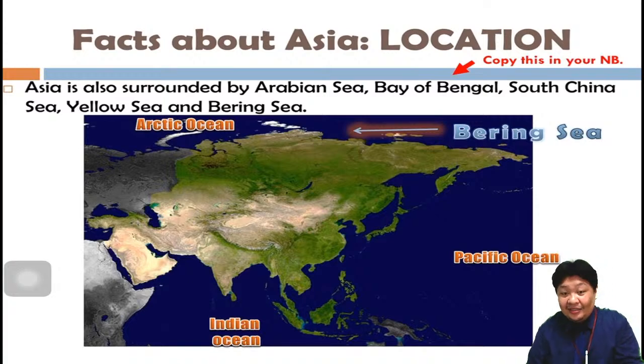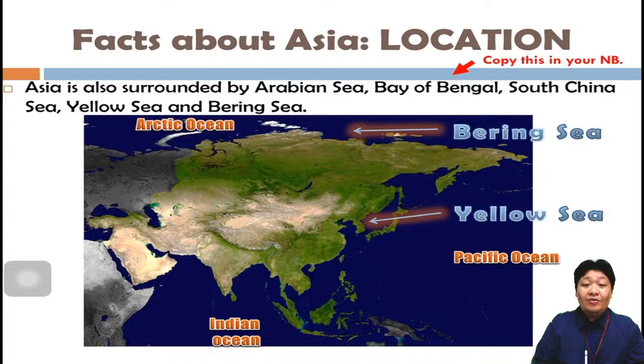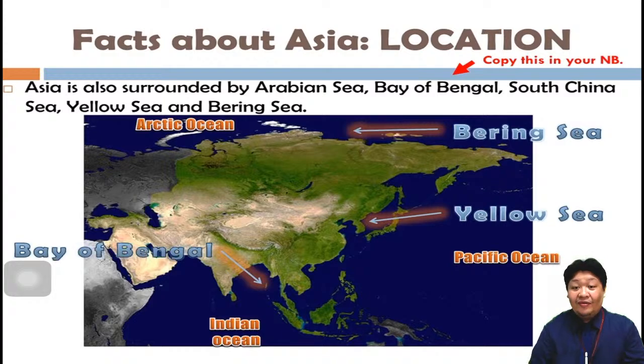Next, followed by this one, the Yellow Sea. Yellow Sea in the east. And in the south, you can find the Bay of Bengal. You can find the Bay of Bengal in the Indian Ocean.